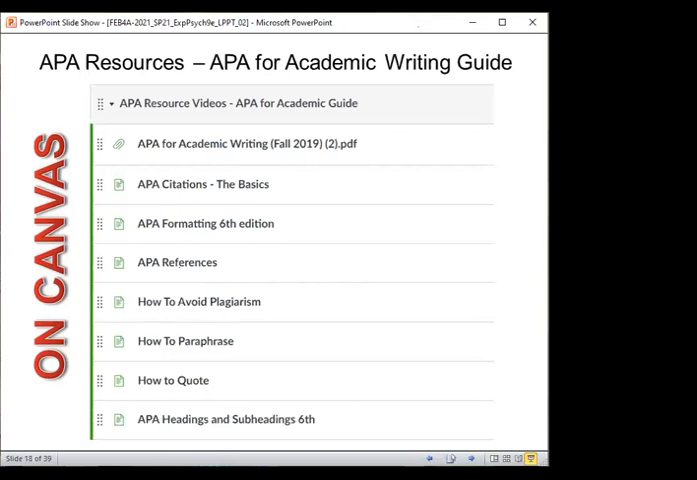This helps you understand what type of things I'm looking for in a very simple way for this class's paper assignment, but also for your future assignments in other classes as well.